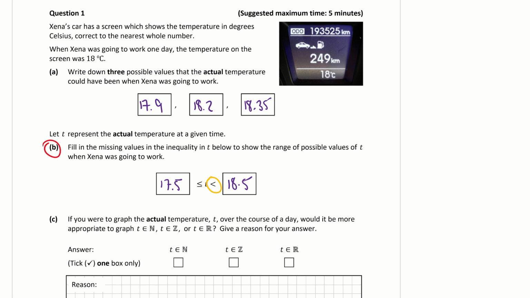Now just look at the inequalities here. It says less than, so that's not including the 0.5. So that's everything just below 18.5. Whereas this one is showing the equals to part, so that includes the 17.5. And that'll hopefully make links to the answers we have up here. So basically those 3 boxes that you fill in can be any 3 digits between 17.5 and 18.5.